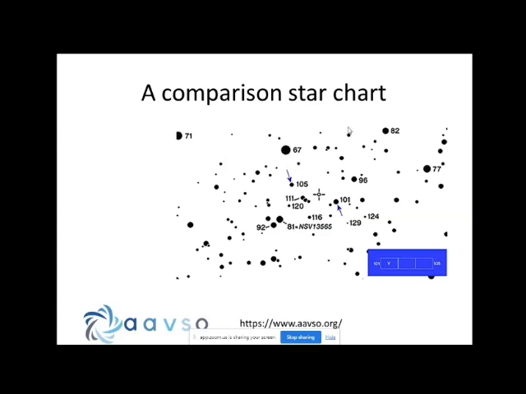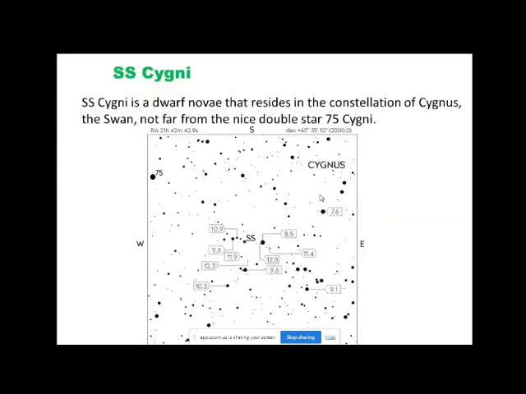So we just need this reference or comparison star chart from the American Association for Variable Star Observers, or we can also download one from another source, the British Astronomical Association, BAA. So there will also be a star chart. This is a star chart of SS Cygni, and this whole thing is the field of view.